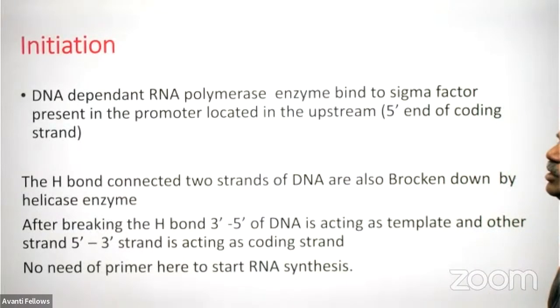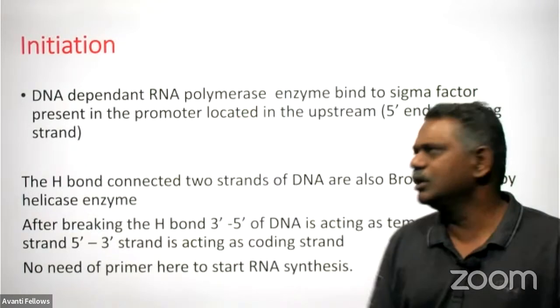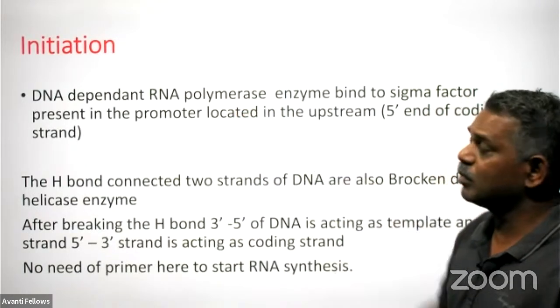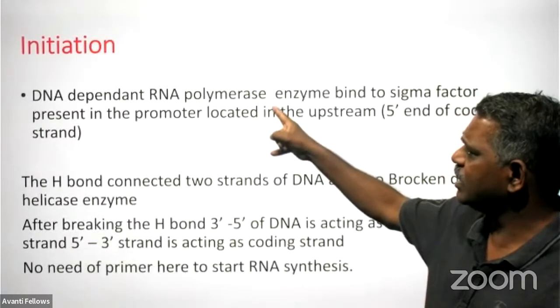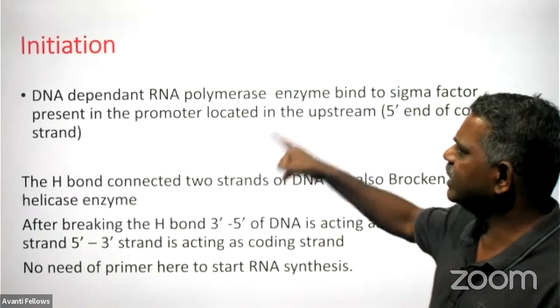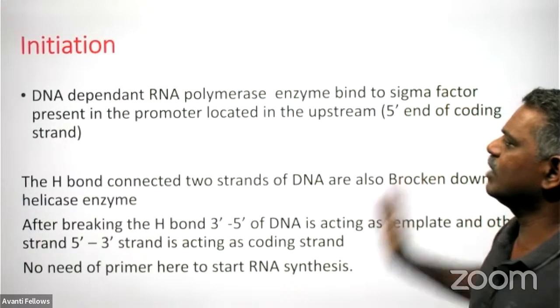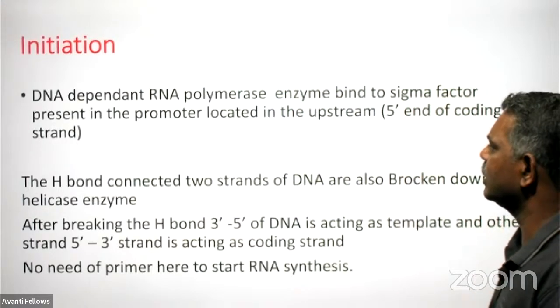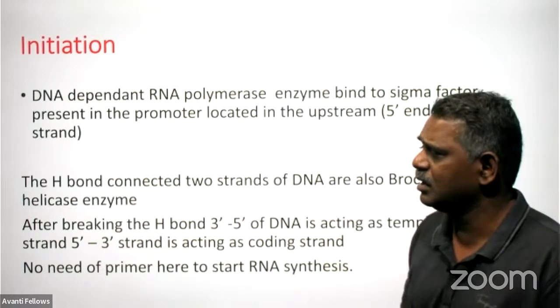Coming to the initiation process, the same thing is mentioned here. Initiation: DNA-dependent RNA polymerase. Why is it called DNA-dependent? Because here RNA polymerase is using the DNA as a template. The DNA-dependent RNA polymerase enzyme binds to the sigma factor present in the promoter located upstream, at the 5' end of the coding strand only.